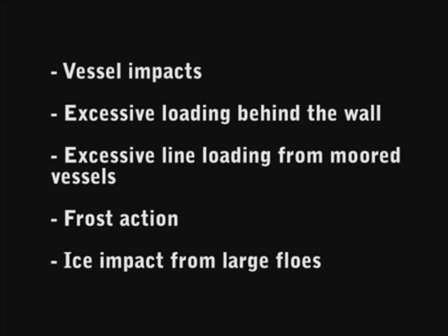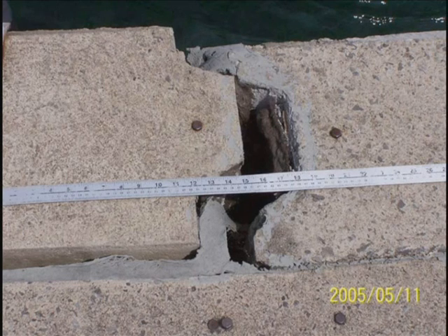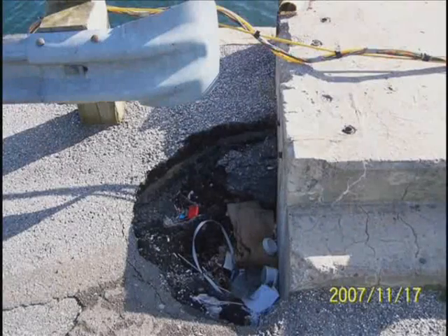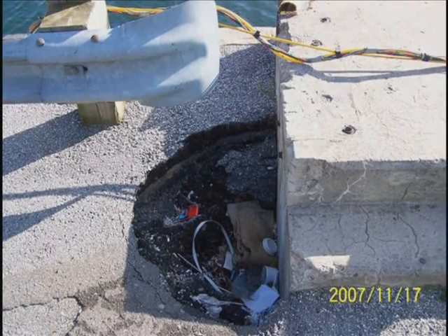Damage to retaining walls can result from vessel impacts, excessive loading from behind the wall, excessive line loading from moored vessels, frost action, and ice impact from large flows. These pictures show damage that has occurred to the wall. In this photo, there is a separation of adjacent sections of a retaining wall at the expansion joint. There is a loss of materials from the lower section of the concrete retaining wall. This has resulted in the subsidence and damage to the asphalt pavement.